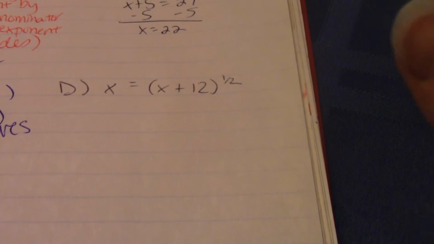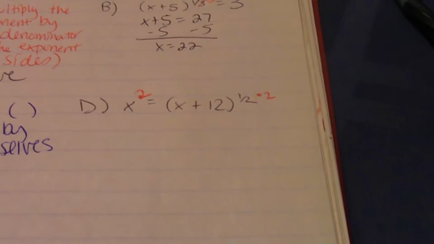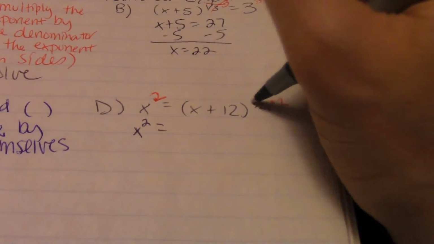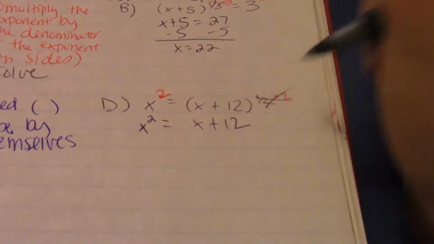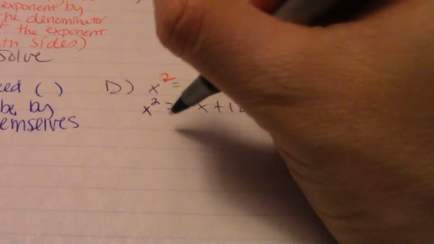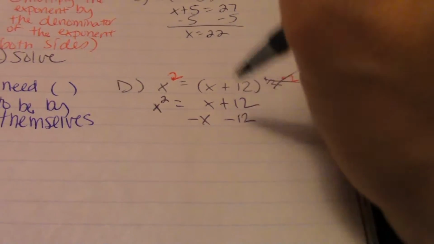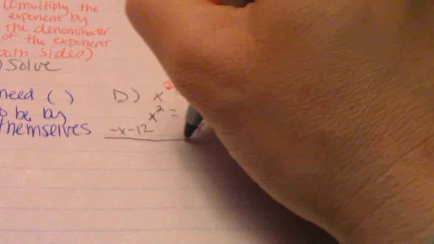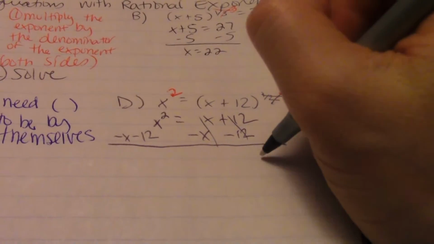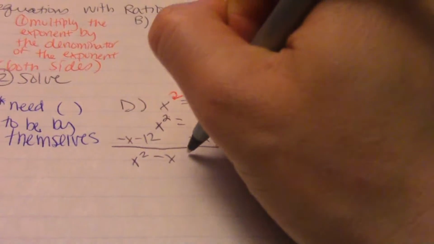Same thing here. We need to get rid of the power. Look at the denominator, so multiply by 2. So that's squared up there. So this says x squared on this side. This goes away, so that's just x plus 12. I've got a squared, so I have to remember to move everything to one side. This is positive, so I'm going to move everything to it. So I need to minus my x and minus my 12. That goes away over here. This needs to go in order, so x squared minus x minus 12.